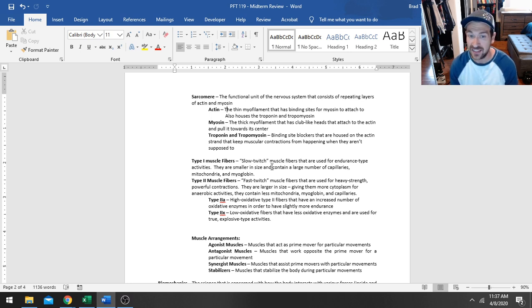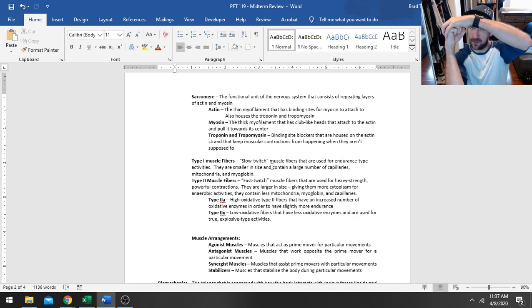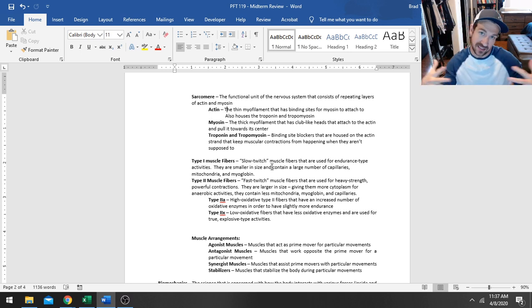You've got actin, which is the thin filament. Actin is a little long strand that has all these binding sites on it. Those binding sites are really attractive to this other myofilament called myosin. Myosin is a thick filament that has all these little club-like heads. Those club-like heads like to reach up and grab the little binding site and then pull. And that is the sliding that happens in the sliding filament model. Now, we don't want that to occur all the time. We want to be able to relax our muscles and rest them.